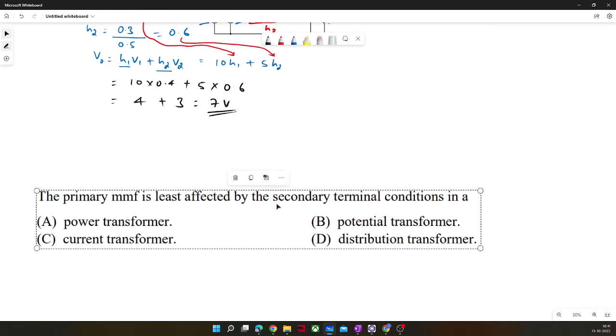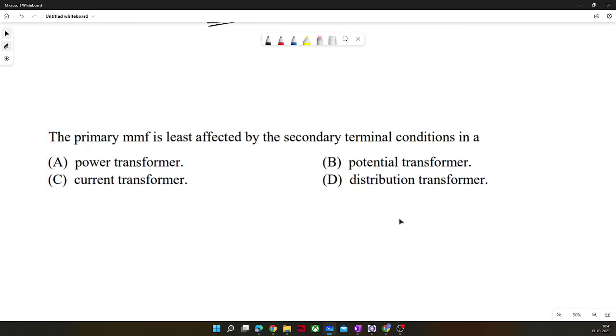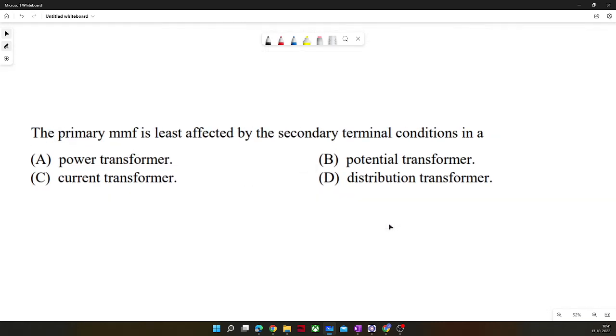Please read the question. This is showing that primary MMF is least affected by secondary terminal conditions in which transformer? Power transformer, potential transformer, distribution transformer, current transformer. Anybody knows the answer of this problem?